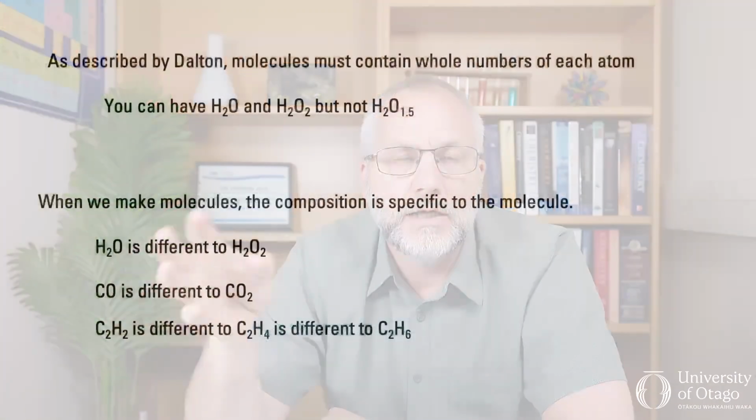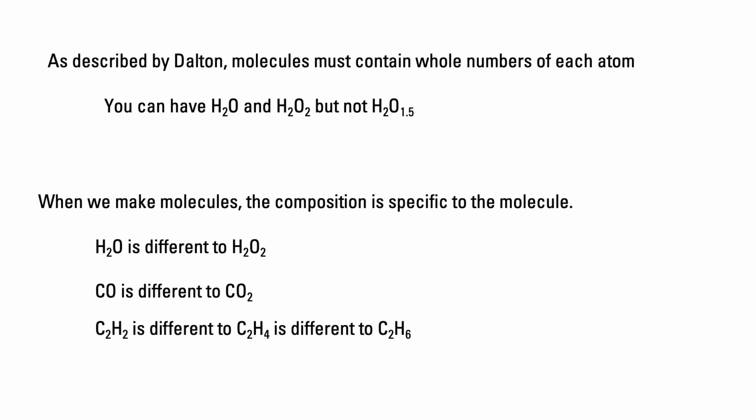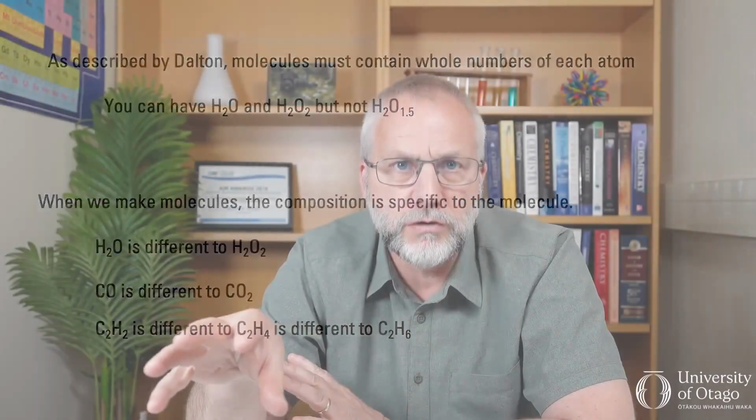In the same way, carbon monoxide is different to carbon dioxide. CO is different to CO2, right? You still can't have CO 1.5, but we can have CO and CO2. We can have C2H2, C2H4, C2H6, right? These are all different molecules. So when we're writing equations, we need to have a way to be clear which thing we are making.